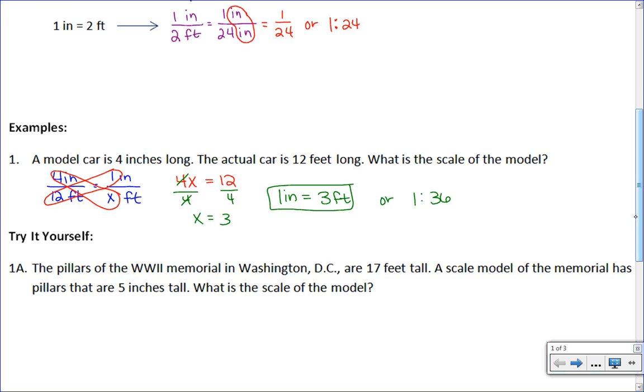Okay, so go ahead and give the first try it yourself problem a try, and pause the recording, and when you're finished working that problem, press play to check your answer.